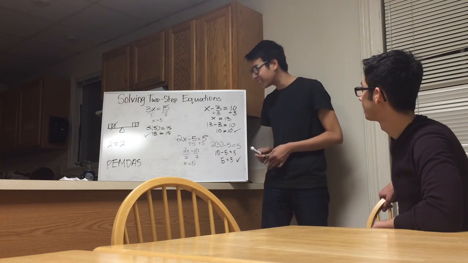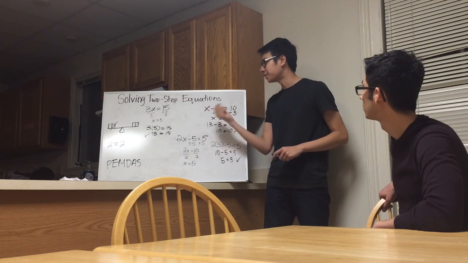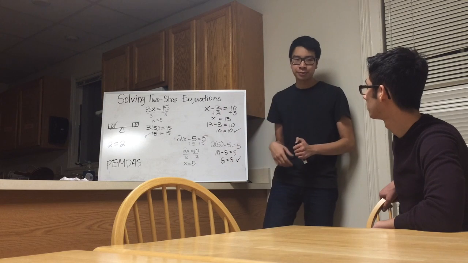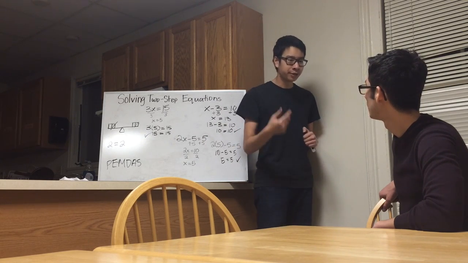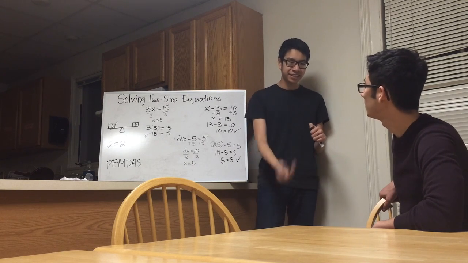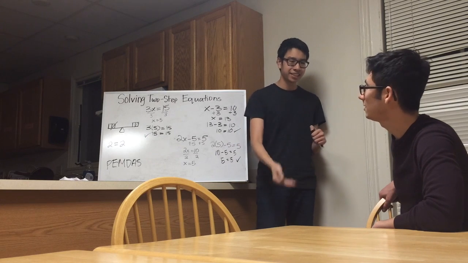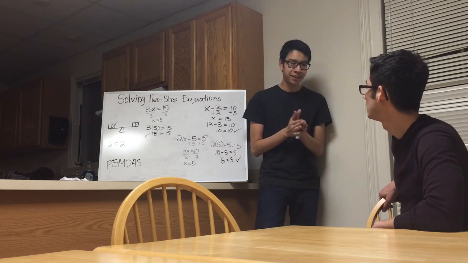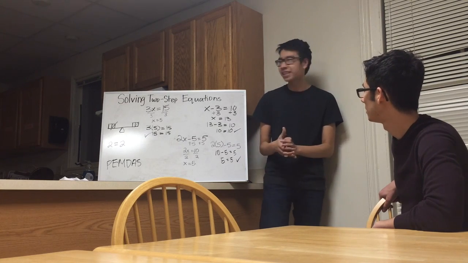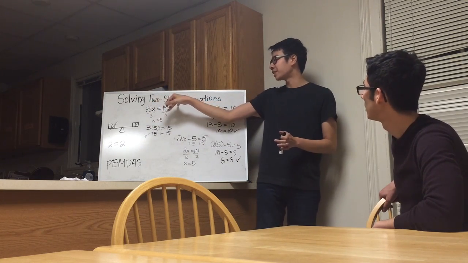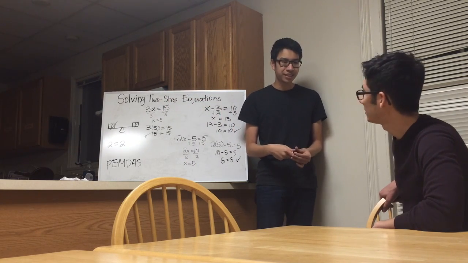I came up with a little jingle to help you remember how to solve two-step equations. When I say isolate, you say the variable. Isolate. The variable. When I say check, you say your answers. Check. Your answers. Isolate the variable. Check. Your answers. So when you're solving two-step equations, what do you have to do? Isolate the variable and check your answers. Good job.